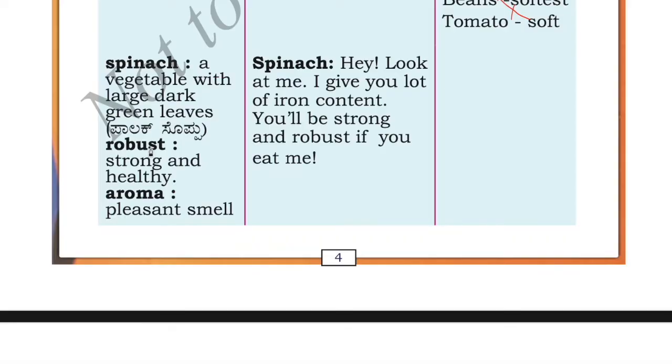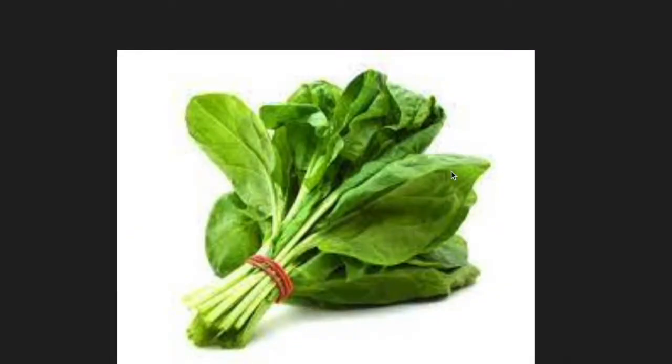What does robust mean? Robust means strong and healthy. Now the word aroma, what does it mean? It means pleasant smell. Whenever we are cooking something good, there's an aroma that fills the kitchen. Spinach looks like, you can see that it has large dark green leaves. It's also called palak soppu in Kannada.